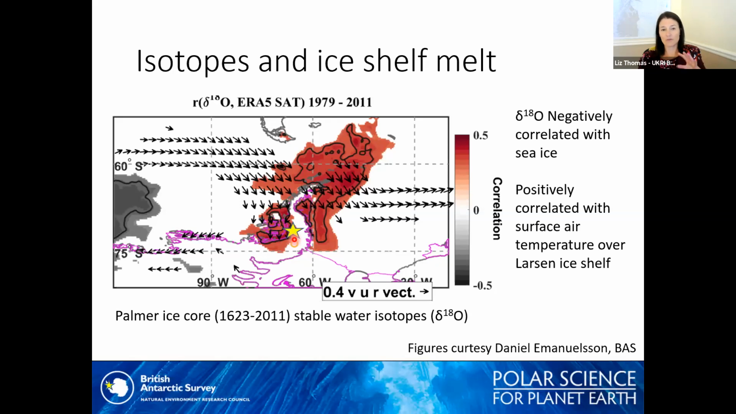And what we're showing here is the correlation between the stable water isotopes and the surface air temperature from ERA5. So the red region here is showing a really strong positive correlation. And what's relevant for this particular talk is how strongly correlated the isotopes from this ice core over here are with the surface temperatures across the ice shelves.